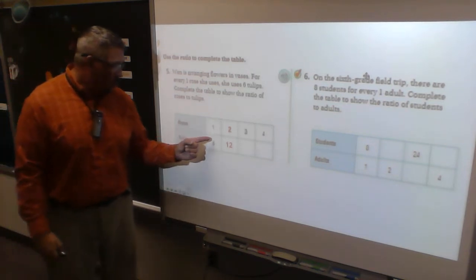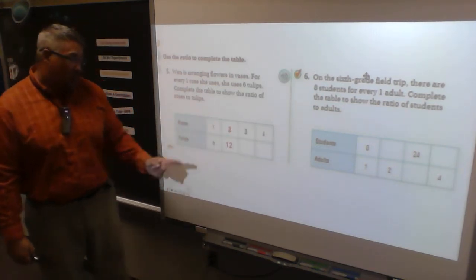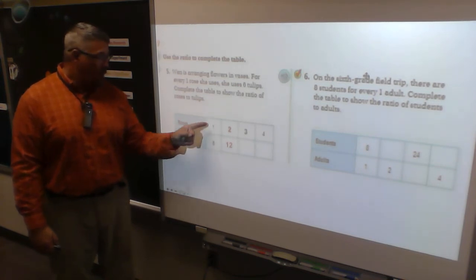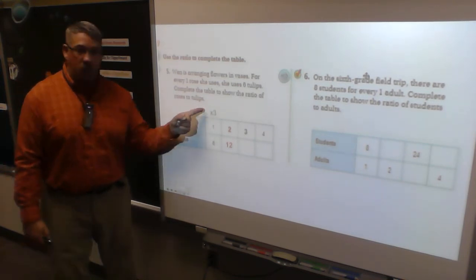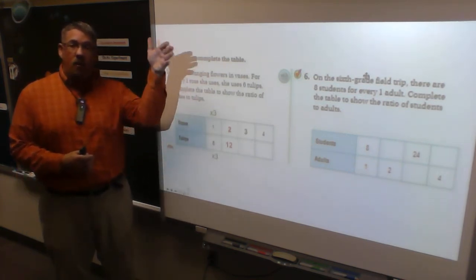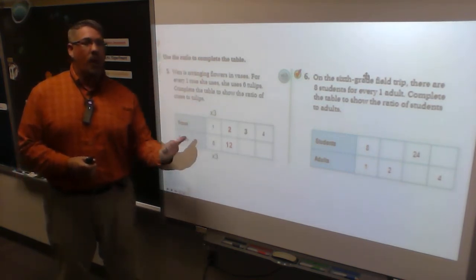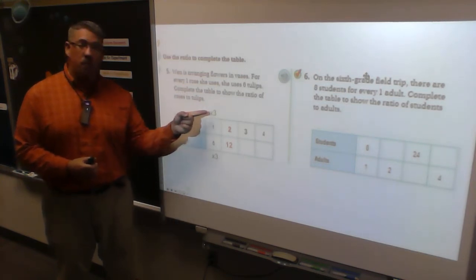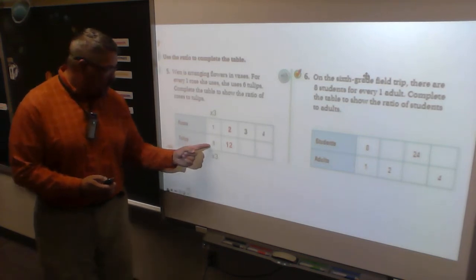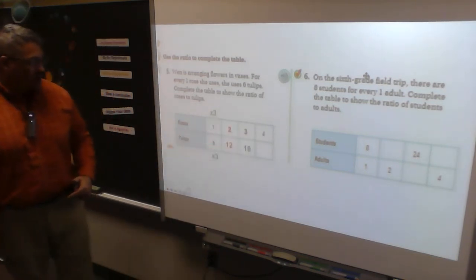Well, what did I do to the 1 to get the 3? Well, I multiplied the 1. Notice I went back to my original ratio here. I multiplied the 1 by 3, and therefore I have to multiply the 6 by 3. Because with fractions, we said, whatever I do to the top, I have to do to the bottom. Ratios work the exact same way. If I'm going to multiply up here by 3, I have to multiply down here by 3. So 3 times 6 gives me 18.